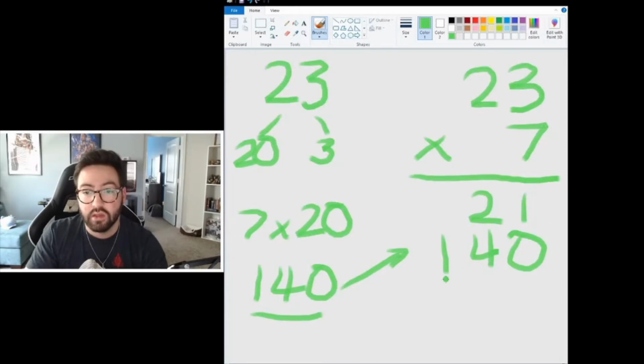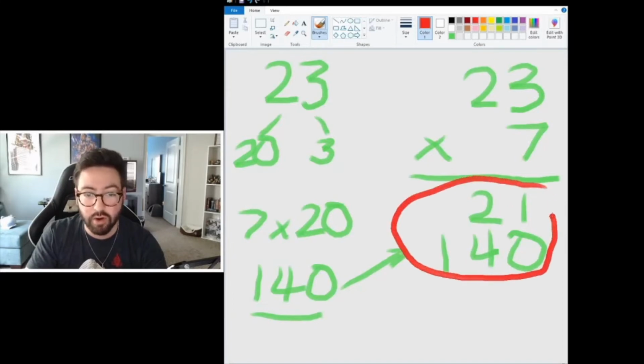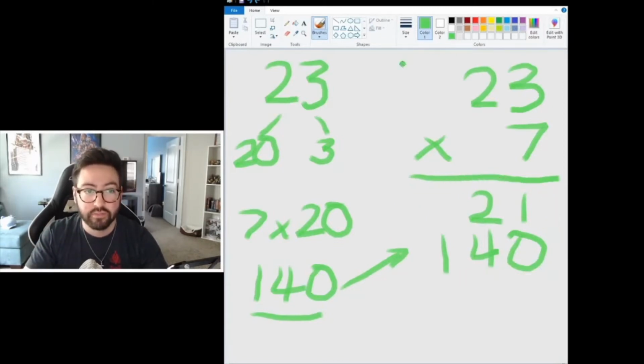Now, we've multiplied 3 times 7, and we've multiplied 20 times 7, and we got these numbers right here. These are called partial products. Okay, I'm going to circle them in red. These are our partial products. Now, that means they're not the whole answer. Product means answer for multiplication, but they're part of the answer, partial. All we have to do now is add them together, and we will get our total answer.